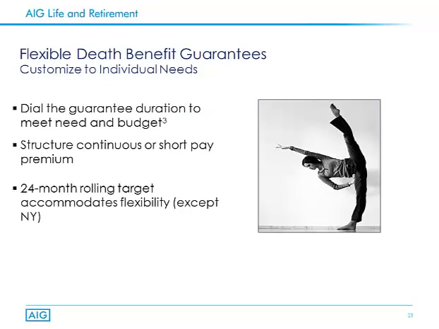So let's take a look at some of the details. You can dial the guarantee, as I mentioned. You can do a short pay, you can do a full pay, just like you could with secure lifetime. So if they want to pay to age 65, but guarantee the coverage out to 100 or 121, we can set it up that way. It also has 24-month rolling targets, except New York. New York doesn't have rolling targets. That's a law in New York.